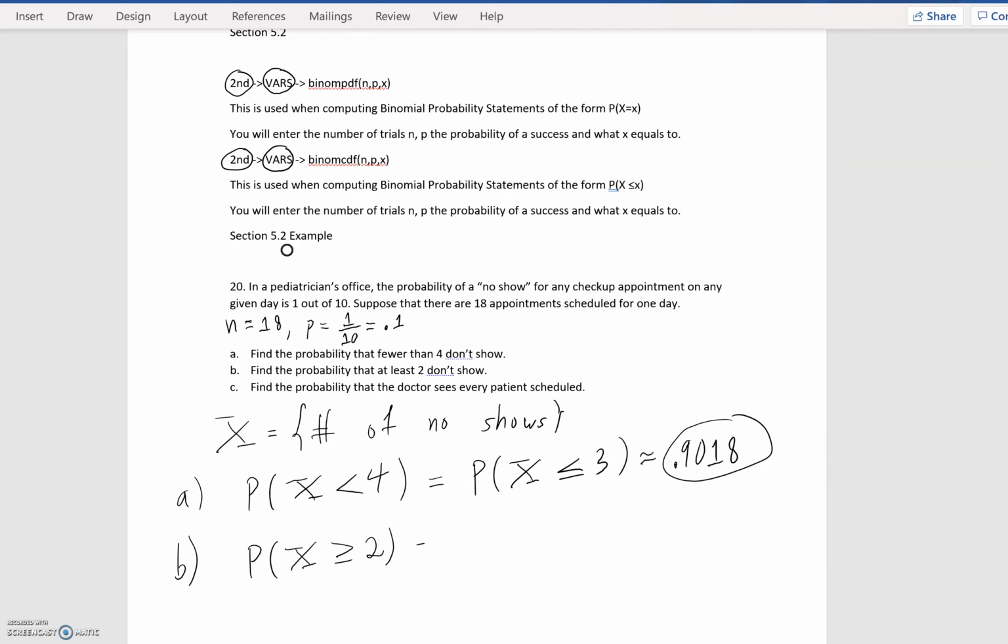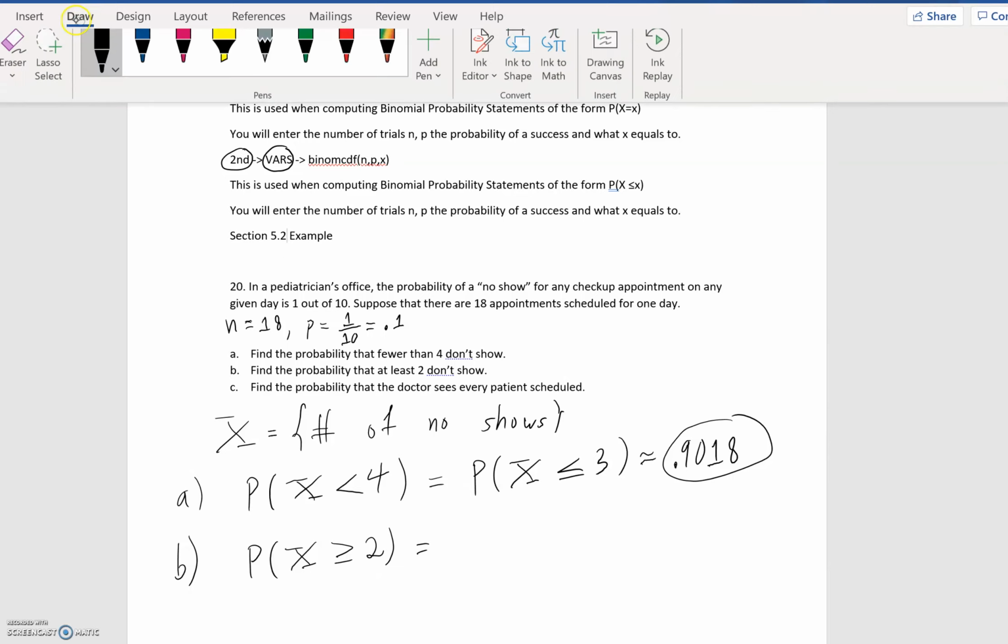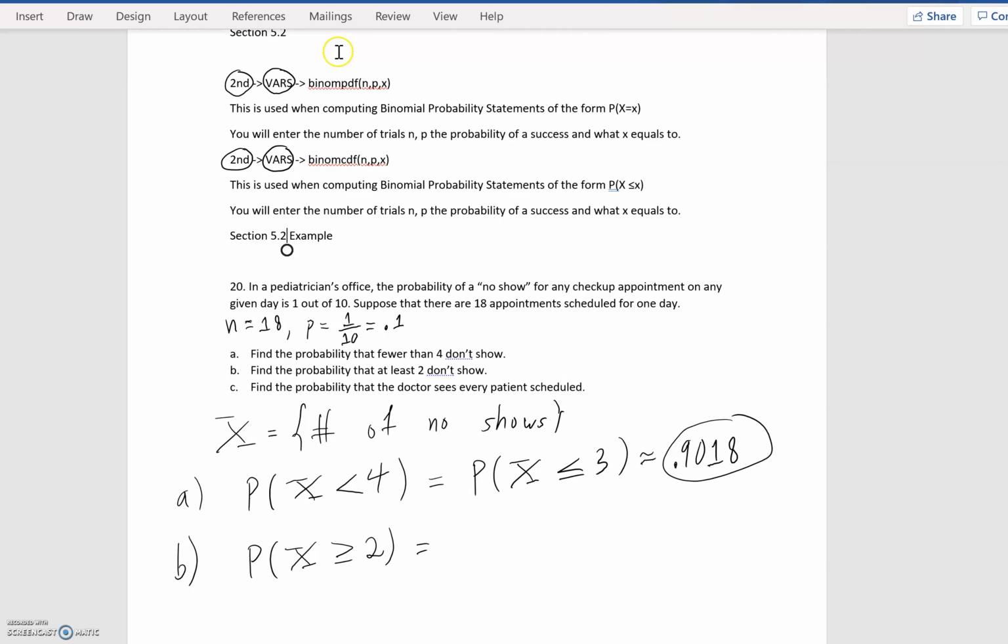I'm going to use the complement rule. Let me write this in red. The complement of x being greater than or equal to 2 is x less than 2. This probability equals 1 minus the probability of capital X being less than 2. And this follows by using your complement rule from chapter 4.